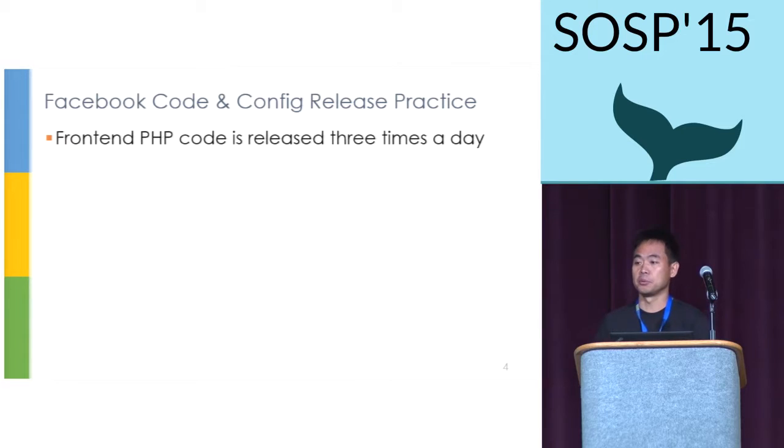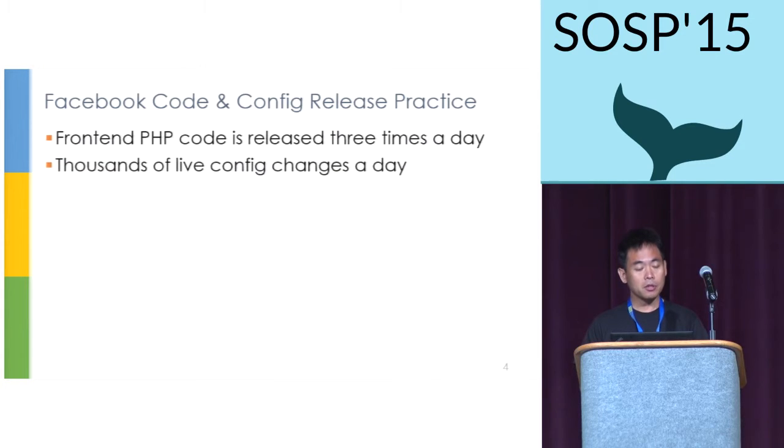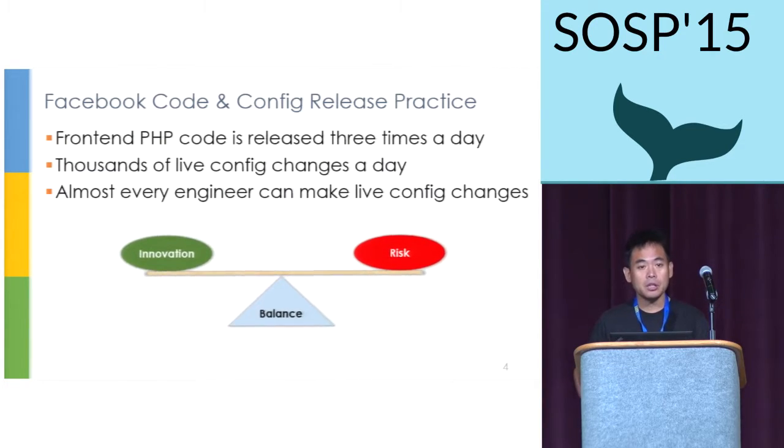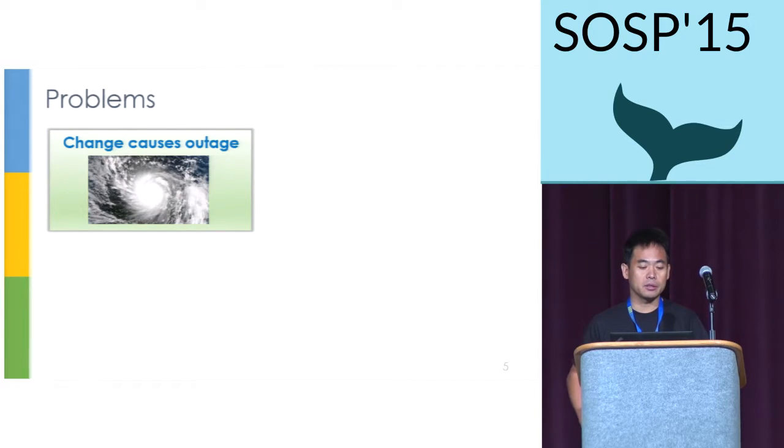That was one specific example. More broadly speaking, Facebook released front-end PHP code into production 3 times a day. We also released back-end code for newsfeed into production twice a day. For configuration, we make thousands of live configuration changes every day. So it's 3 orders of magnitude more often than code release. And almost every single engineer can make live configuration changes. These practices enable us to move fast and also encourage innovation. However, they do come with some risk. So the first problem we face is how can we manage the risk associated with change, either code change or configuration change?